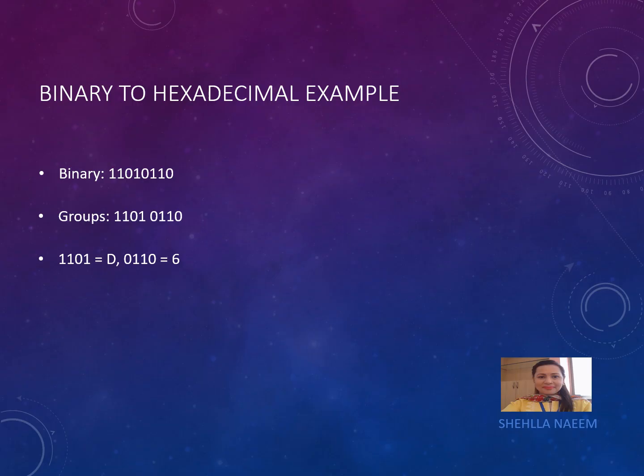these number systems. And if you just see the next group, which is after the 6, that has the value 13. So 13 has been changed to D. So how are we going to write it? We are going to write it as 6.